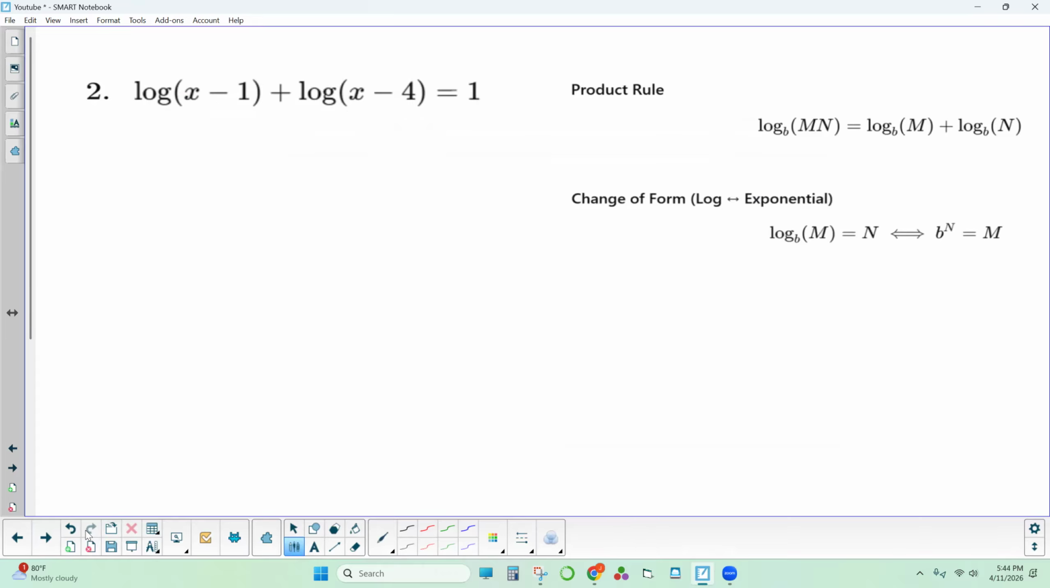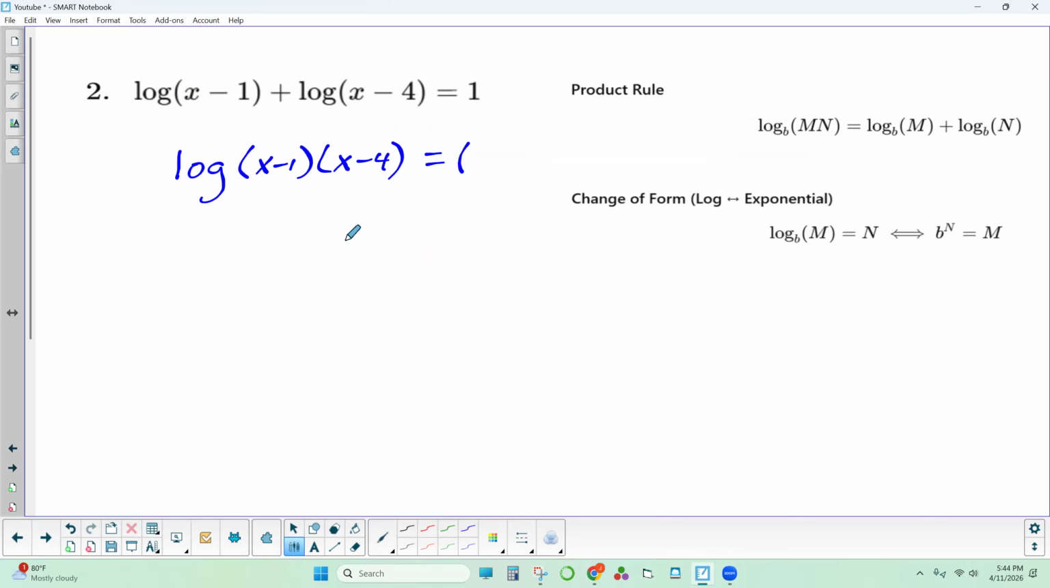Let's look at number 2. On this one, we've got two logs of the same base. Those are base 10, and we are adding these together. So we can use the product rule to write them as a single log of the same base, and we will multiply their arguments. Just like that.